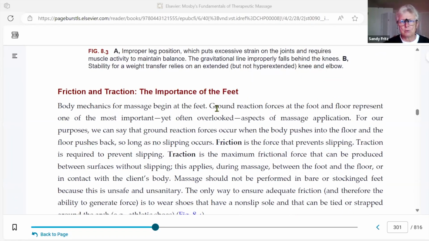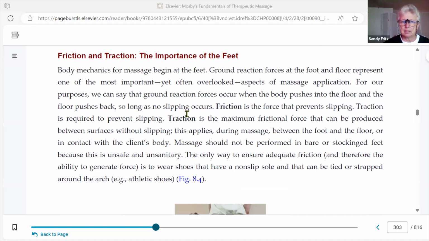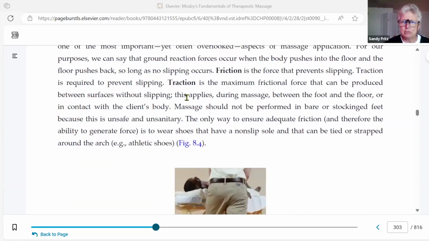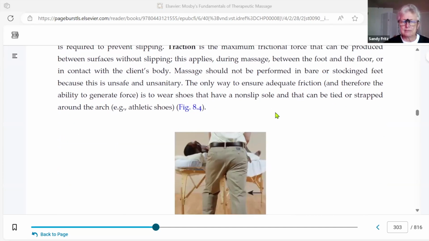Your feet are so important. When I am showing body mechanics or correcting body mechanics, I'm always telling people, pay attention to your feet. Don't look at my hand, look at my feet. That's where everything is happening, at my feet and in my legs.